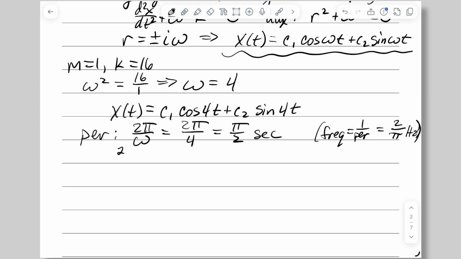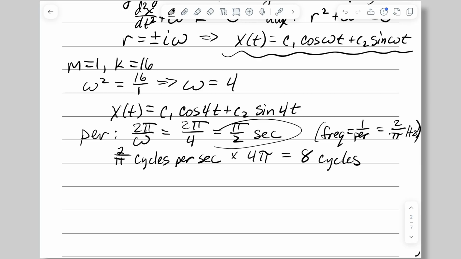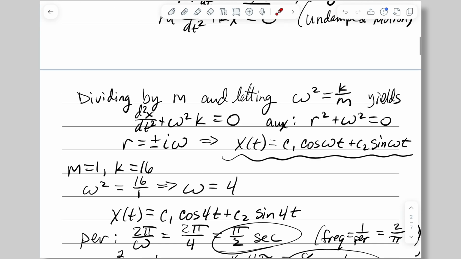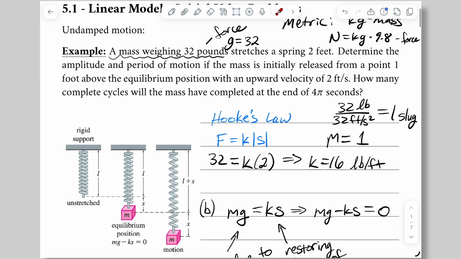Well, look, if we've got 2 over pi cycles per second times 4 pi seconds, which we just saw we were going to be asked to answer about, that's going to give us 8 cycles after 4 pi seconds. All right, so we've got the period, we've got the cycles. That was the easy part. If you look back at the instructions, we were also asked for the amplitude. We also have some information in the form of initial conditions.